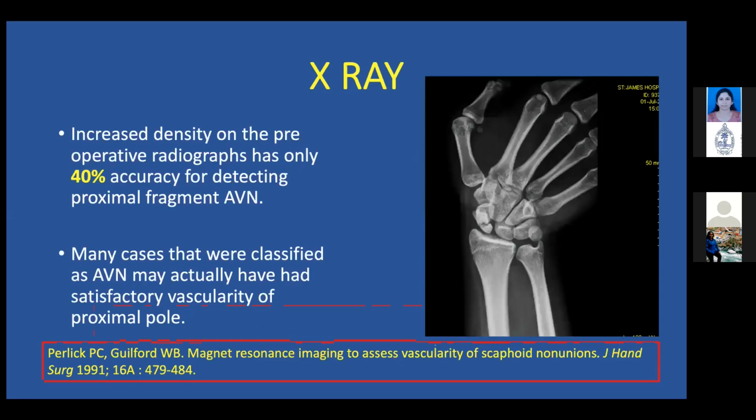Again, with the X-ray, can you comment on AVN? Increased density on the preoperative radiograph has only 40% accuracy for detecting proximal fragment AVN. So when you see sclerosis in 100 X-rays, 60 don't have AVN. Many cases that were classified as AVN may actually have had satisfactory vascularity of the proximal pole.